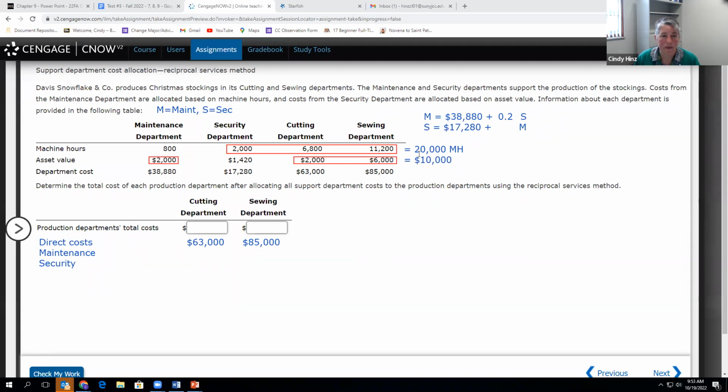For the security department, then, we have 20,000 machine hours, and we're allocating maintenance department costs to the security department based on the 2,000 machine hours for security. 2,000 out of 20,000 is 0.1 or 10%. So 10% of the total cost of the maintenance department is going to be allocated to the security department, because security has 2,000 out of the 20,000 machine hours. So there's our system of equations, and now it's just a matter of solving. We good so far?